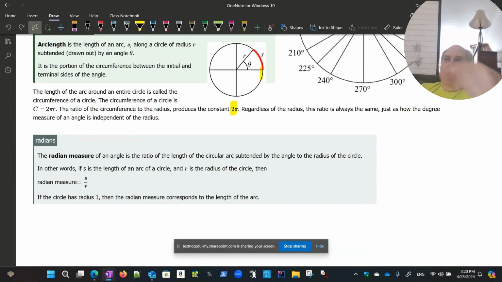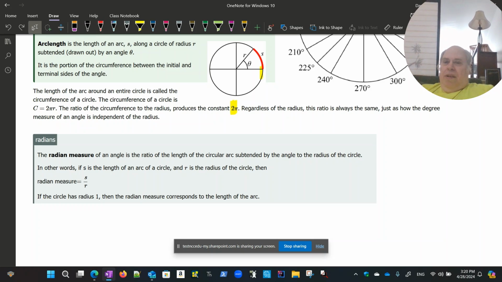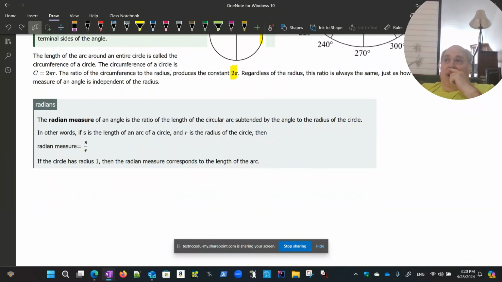No matter how big the circle is, the ratio between the circumference, all the way around the circle, and the radius is always 2 pi. So don't get confused. Even though the circle looks like a pi, the ratio is always 2 pi. And the radian measure, we'll talk more about that in a second. The radian is the way we're going to measure angles. No more degrees. From now on, we're going to use radians to measure angles.